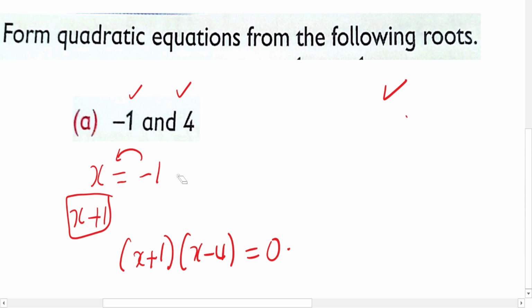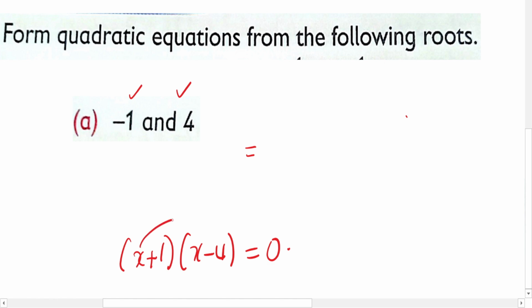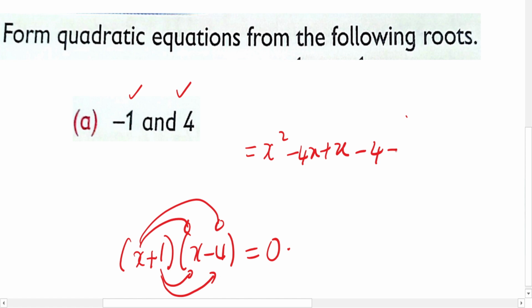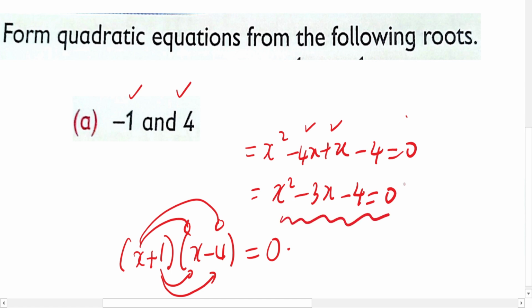Okay. So after getting that, what you need to do, obviously, is open up the bracket. So x times x gives you x squared. X times -4 gives you -4x. And 1 times x gives you plus x. And 1 times -4 gives you -4, which is equal to 0. So at the end of the day, you're going to get x squared minus 4x plus x gives you -3x minus 4 equal to 0. And that is your equation.